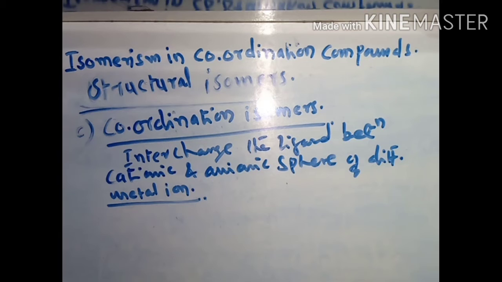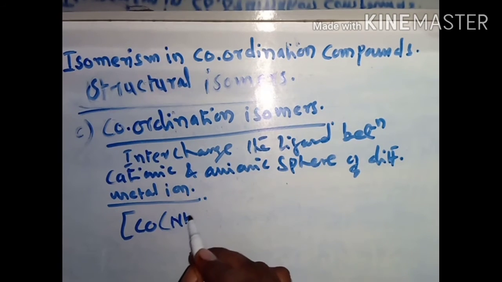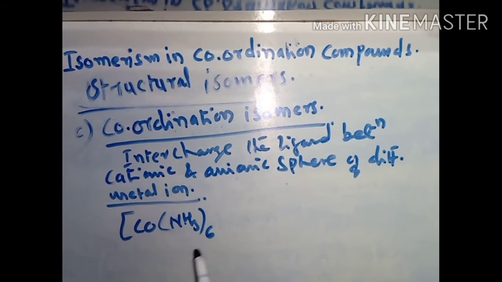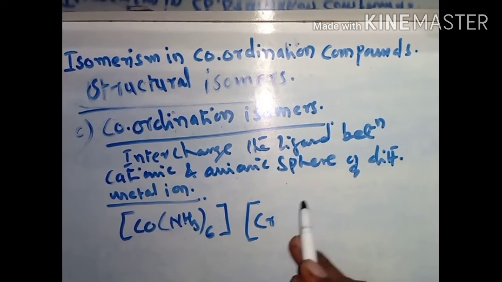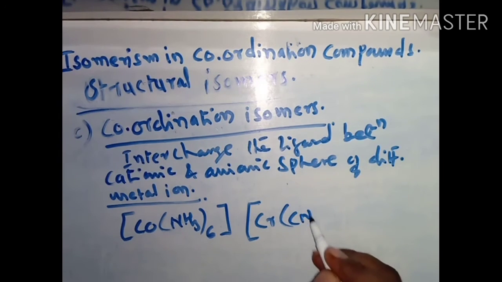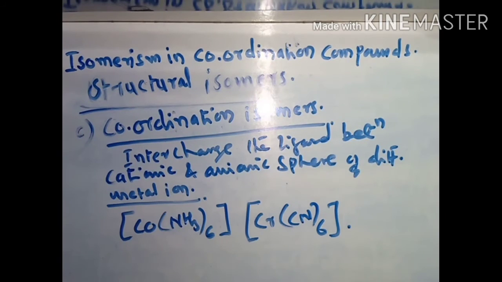What is the definition? In this type of coordination isomers, their molecular formula is same, or you can say there is an interchange of ligand takes place between the two complexes. In short, you can say. For example, you can take the example that is [Co(NH3)6] and the second complex we have that is [Cr(CN)6]. These are the two complexes.